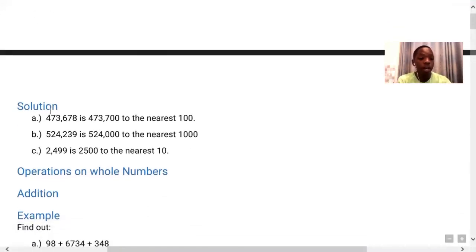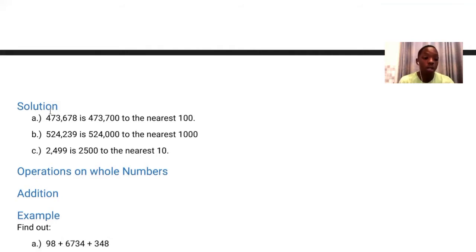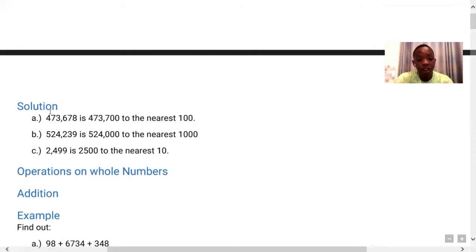So I'm giving you some time to write the solutions down. Make sure you understand that in rounding off, you need to focus on the number stated here at the end. So depending on whether it's to the nearest tens, hundreds, thousands, or ten thousands, that's how you're going to round off.